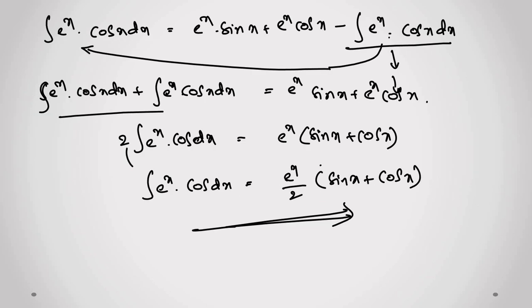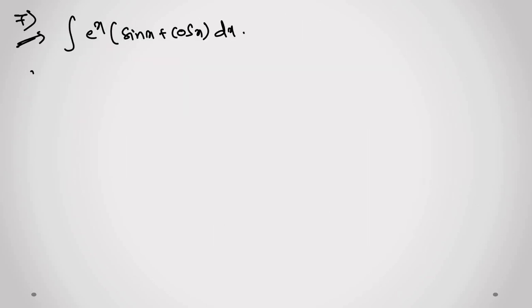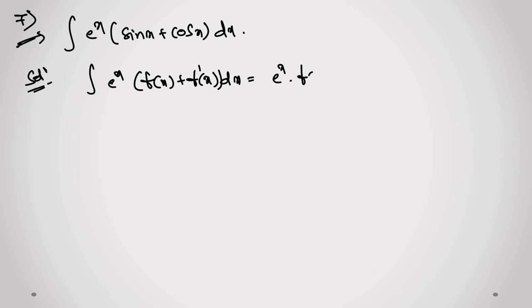Now moving to the seventh one. The seventh question is very easy. Solution: you know that formula, integral e power of x into f of x plus f dash of x dx is equal to e power of x into f of x plus c. So same like that, f of x is equal to sin x, so f dash of x is equal to how much? cos x will come. I am telling here only the derivative, not the integral.